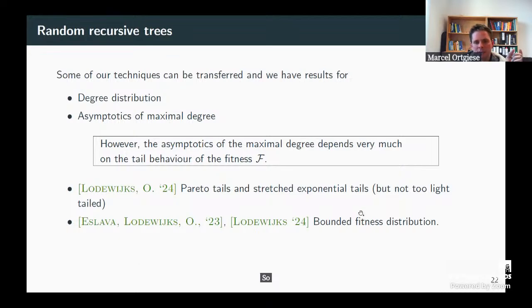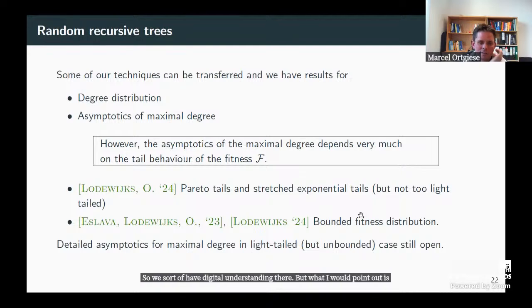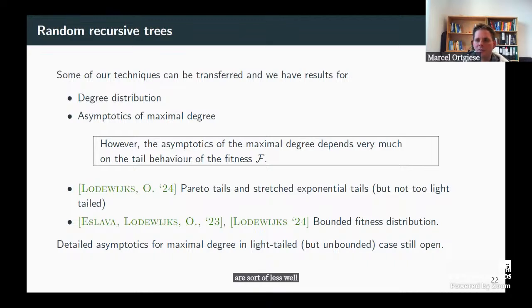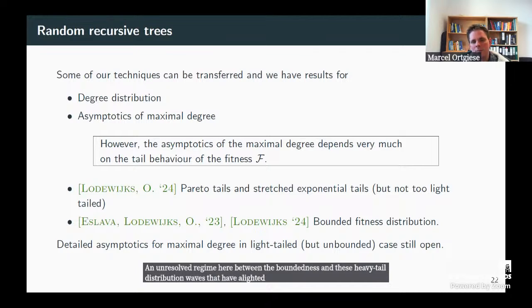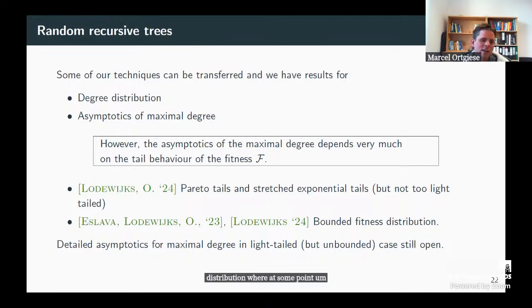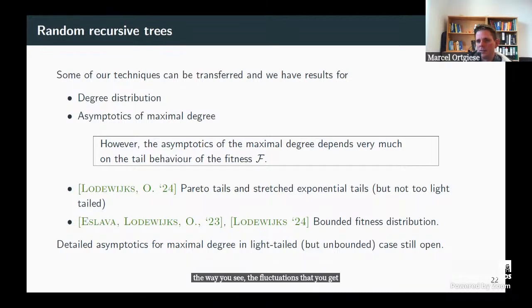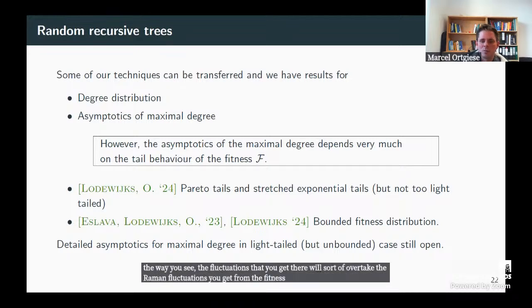So we have some detailed understanding there, but what I want to point out is that, surprisingly for us at least, in the preferential attachment you don't have this competition anymore. So you need to understand the fitness distribution much more carefully. And in fact, there's still an unresolved regime here between the boundedness and these heavy tail distributions, where you have a lighter-tailed distribution, where at some point the fluctuations that you get from the random recursive tree mechanism will overtake the random fluctuations you get from the fitness. And this regime is less well understood by us.